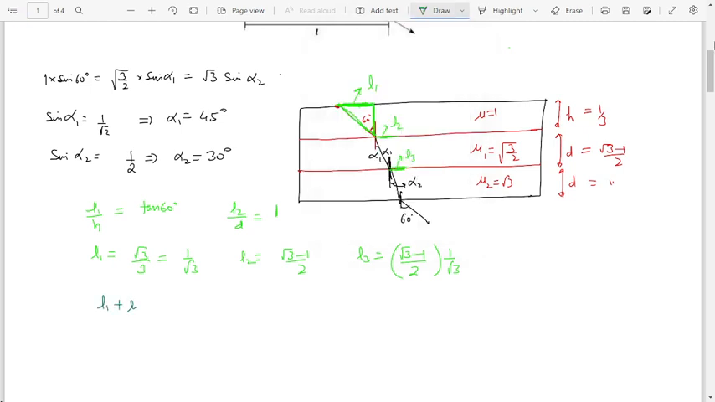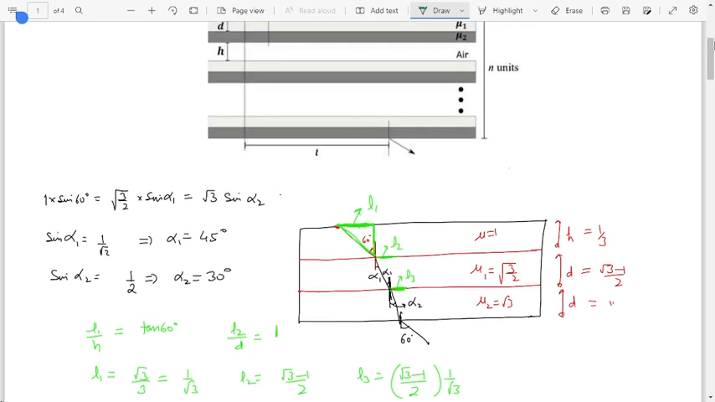Now, let's calculate the value of L1 plus L2 plus L3. That will be 1 by root 3 plus root 3 minus 1 by 2, plus 1 by 2 minus 1 by 2 root 3. So what does this become overall? This will become root 3 by 2 minus 1 by 2 root 3 plus 1 by 2 root 3. If you take 1 by 2 root 3 as LCM, this will become 3 plus 1, 4, so 4 by 2 root 3, that means 2 by root 3. So after crossing one particular unit, that is the combination of three slabs, the ray has moved along the x-axis by a distance of 2 by root 3.